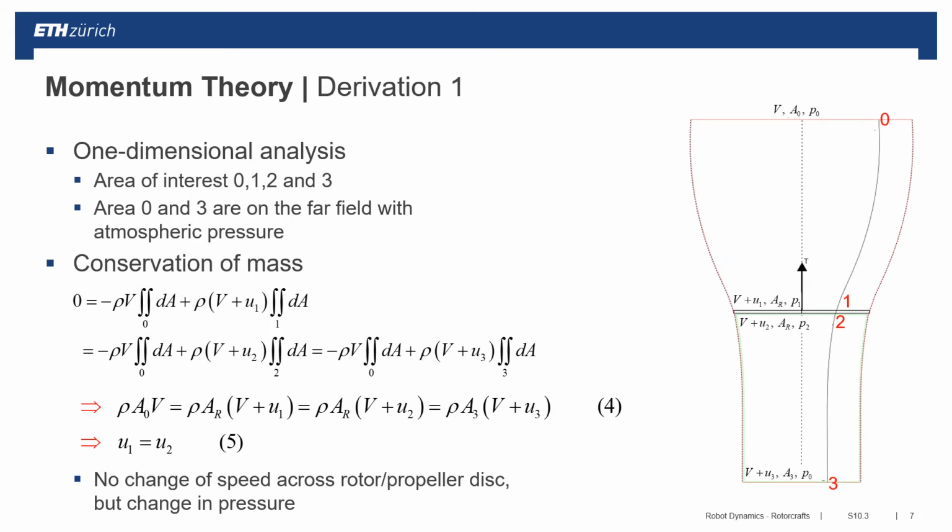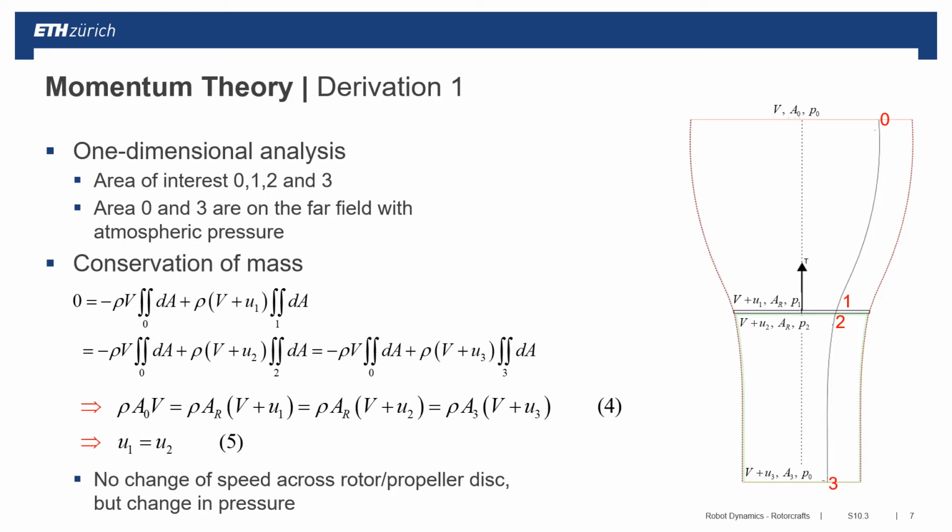Let us now consider a typical flow field around the propeller as depicted on the right side of the slide. In this flow field we define four different control surfaces. Surface 0 is the inflow part, which is far away from the propeller. Control surfaces 1 and 2 are just above and below the propeller, and control surface 3 is at the outflow end of the whole flow through the propeller.